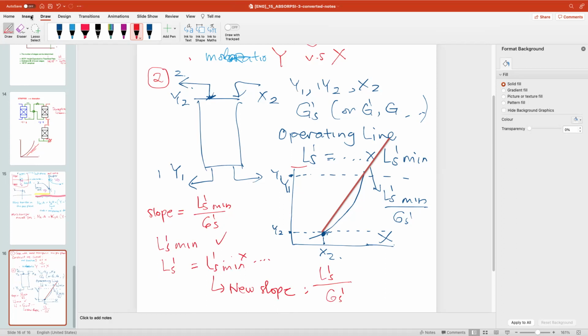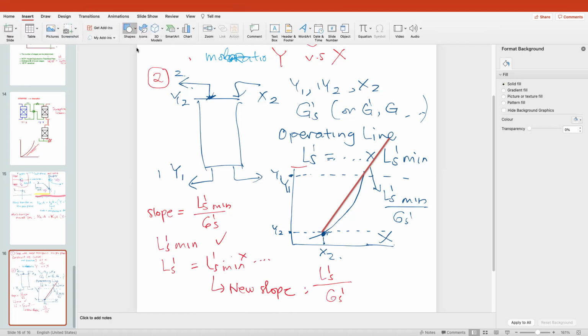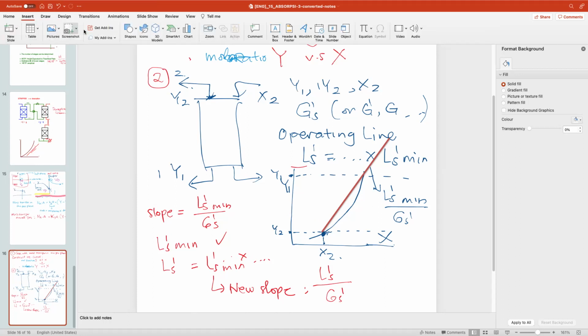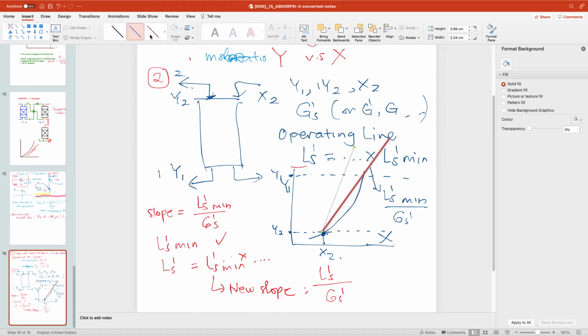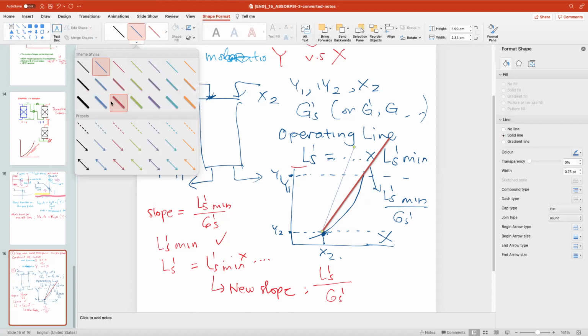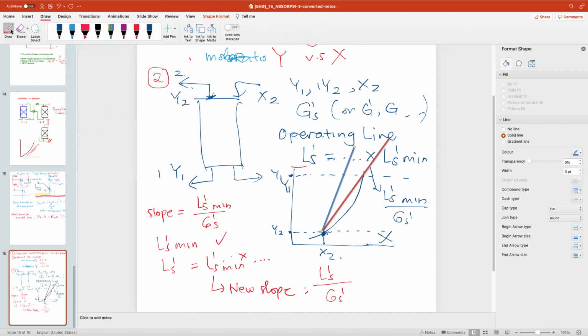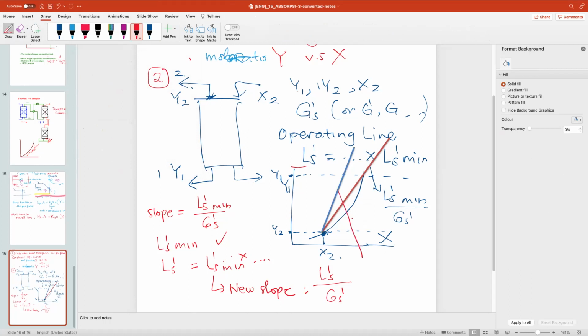And then you use your ruler again to find, from here, for example, to that one. Okay, so that one is your LS minimum. This is going to be your new slope, yeah? And this is going to be your operating line.